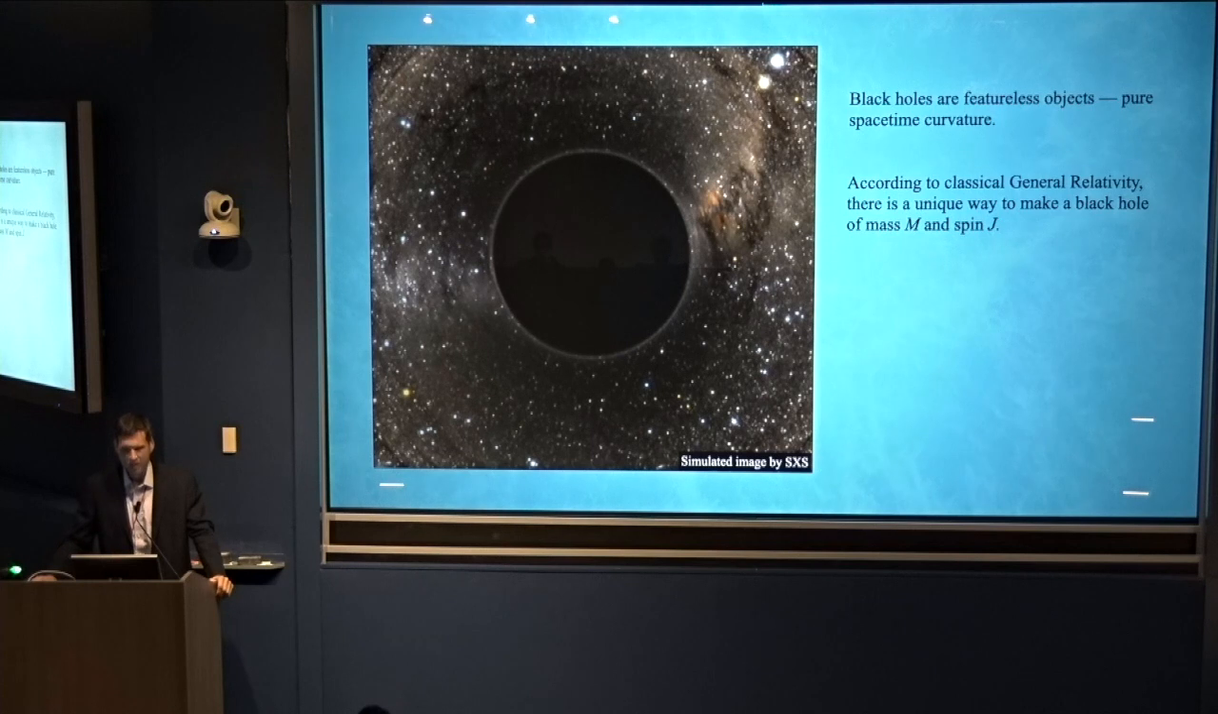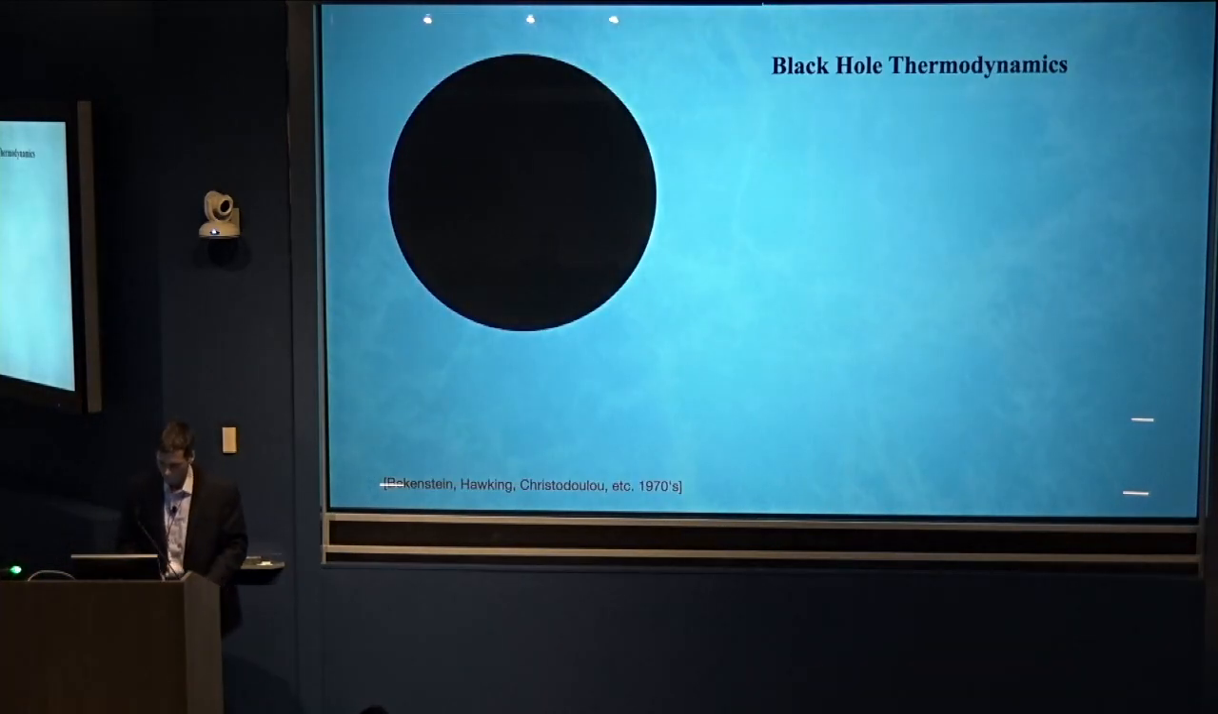So according to the classical theory of general relativity, Einstein's theory of gravity, black holes are in fact extremely simple. There's a unique way to make a black hole of a given mass M and spin J. Well, that's what you find at first glance, but if you look closer, then you find a surprise.